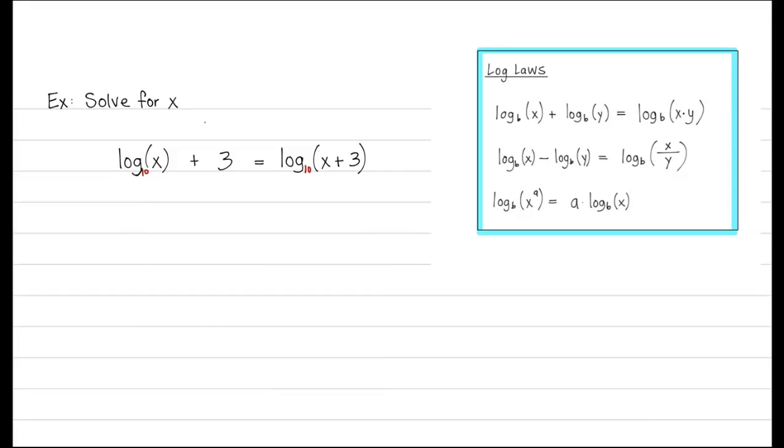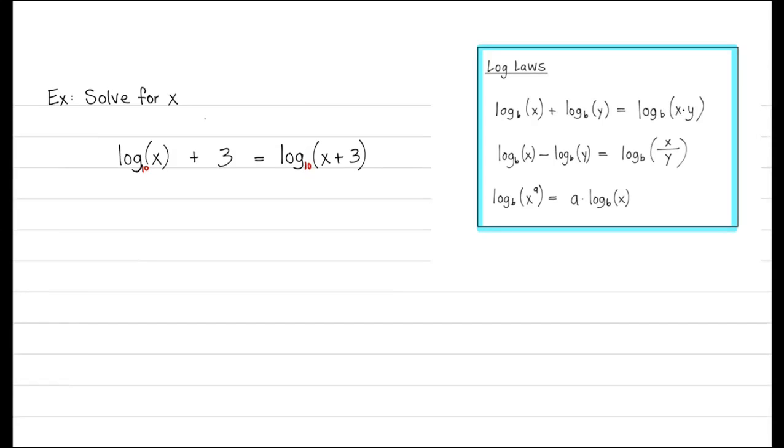Okay, and so what we're going to want to try to do is combine together these logs into one log. So in order to do that, we're going to have to move both the logs to the same side of the equation. So let's see. So let's keep the 3 on this left-hand side. We'll keep the log base 10 of x plus 3 on the right-hand side, but from both sides, we'll subtract log base 10 of x. So all I did was subtract log x from both sides.